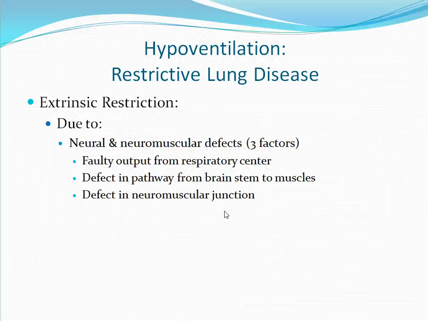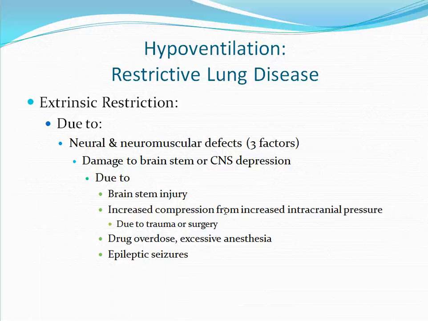Extrinsic restriction may also be due to neural and neuromuscular defects. There are 3 factors involved here. It could be the result of a faulty output from the respiratory center. It could be a defect in the pathway from the brainstem to the respiratory muscles, or it may be a defect in the neuromuscular junction. We will look at each of these.